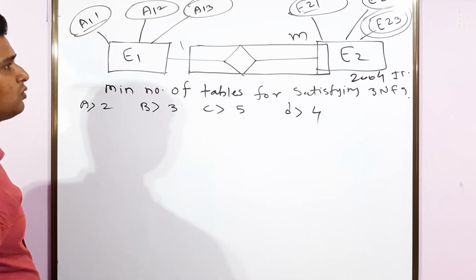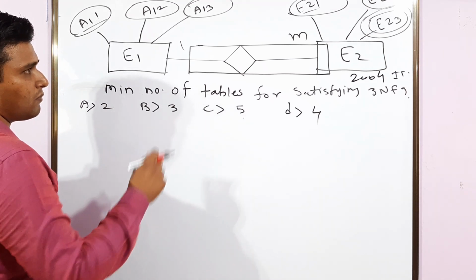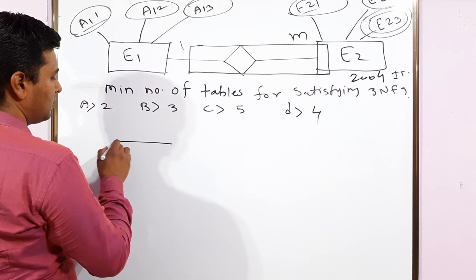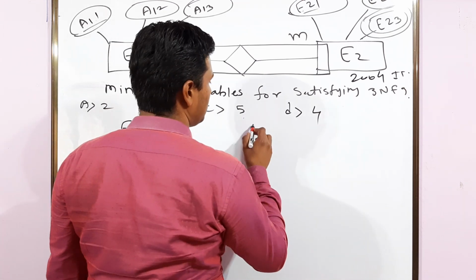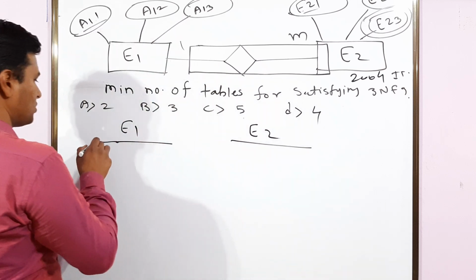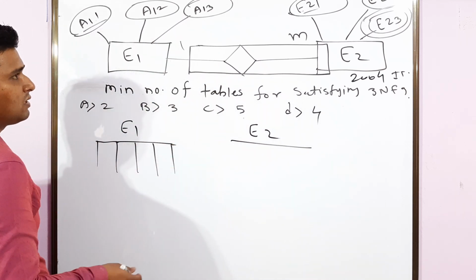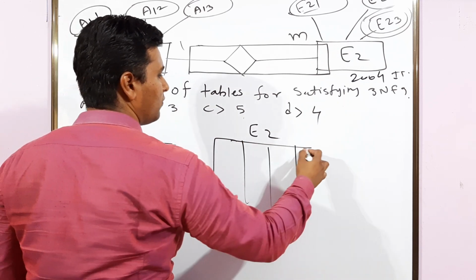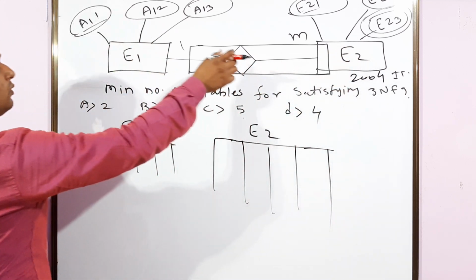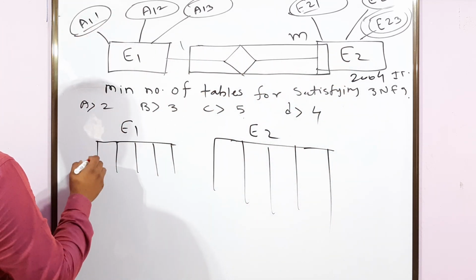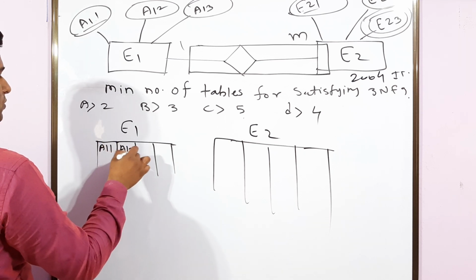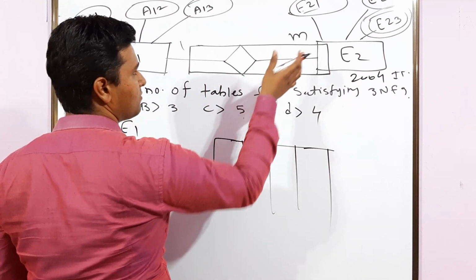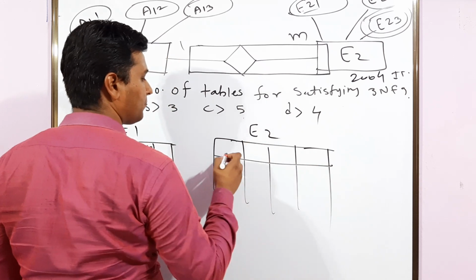First, according to the rules, we are going to draw the tables. How do we convert according to the rules? E1 is one possible relation, and E2 is another. In this case, it is a 1 to m relationship, so we always try to modify the m side table and add the primary key there. So E1 is A11, A12, A13, where A11 is the primary key. We modify the m side table, which will be E2.